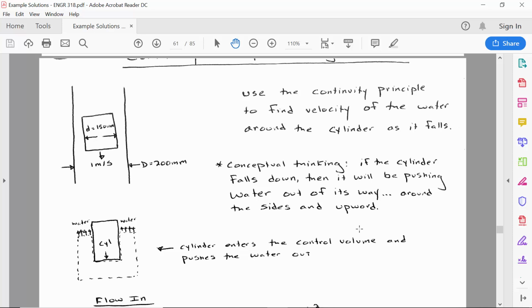So the concept is that the cylinder falls down into the control volume and it causes the water to squirt out through the sides. So why the sides? Why isn't the water going down out of the control volume at the bottom? Well, because the container has a hard surface at the bottom. It's got no capacity for storage in there. It can only flow out through the sides. It can't go sideways because of the pipe. So it can only go up around the edges.